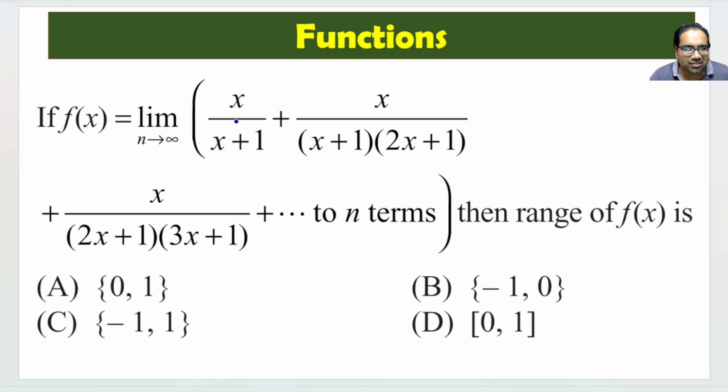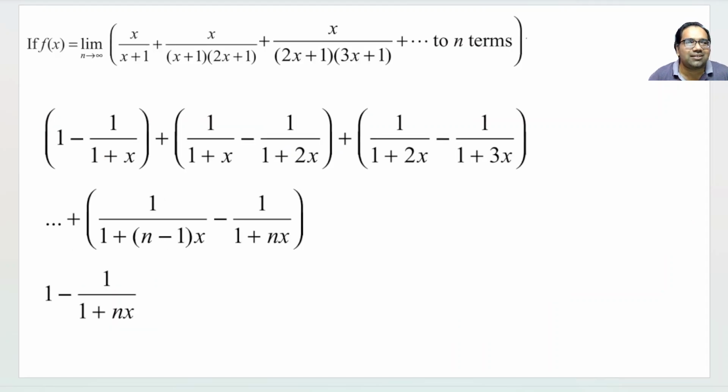Okay, then let us try to break these terms. There is some similarity between these, right? x by x plus 1, x by (x plus 1)(2x plus 1), and x by (2x plus 1)(3x plus 1). So every term is somehow related to the previous term and to the next term. At the same time, we can see one more thing also. 2x plus 1 minus x plus 1 is x. 3x plus 1 minus 2x plus 1 is also x. Right, there is some relation between successive terms. Okay, let us exploit that relation.